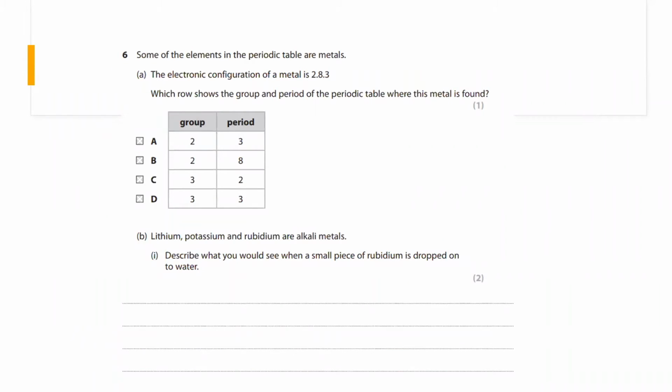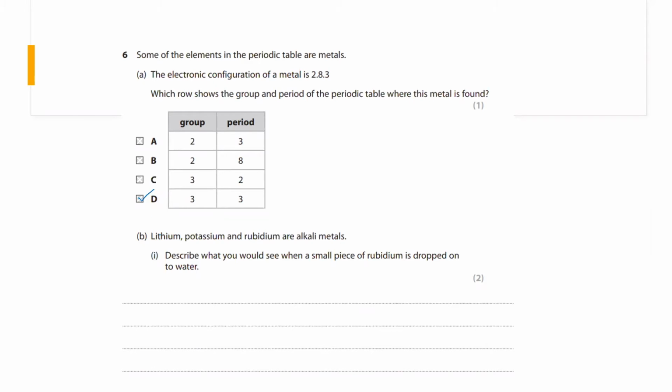So this is from a different paper. Some of the elements in the periodic table are metals. The electronic configuration of a metal, not all metals, just a particular one I've chosen, is 2,8,3. Which row shows the group and period of the periodic table where this metal is found? So that's quite good, it's come up again, isn't it? It's got 3 shells, so it's in period 3. It's also got 3 in its outer shell. So it's this one, D.